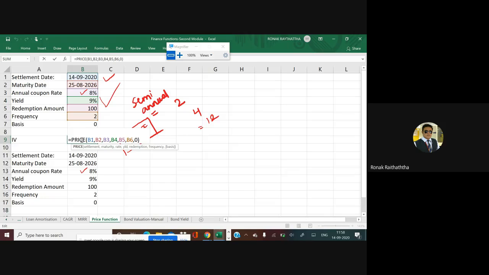So before that, the practice I am giving to you first here is, say the settlement date is 12th of August 2020. Maturity is coming at 31st of March 2031. Everyone should write along with me.